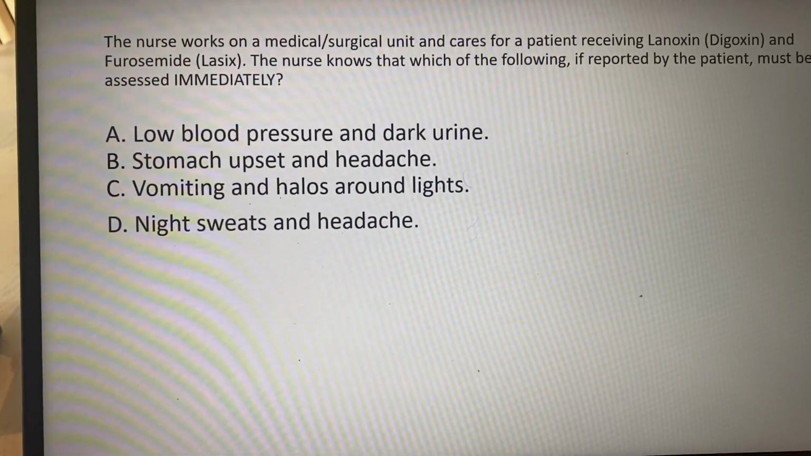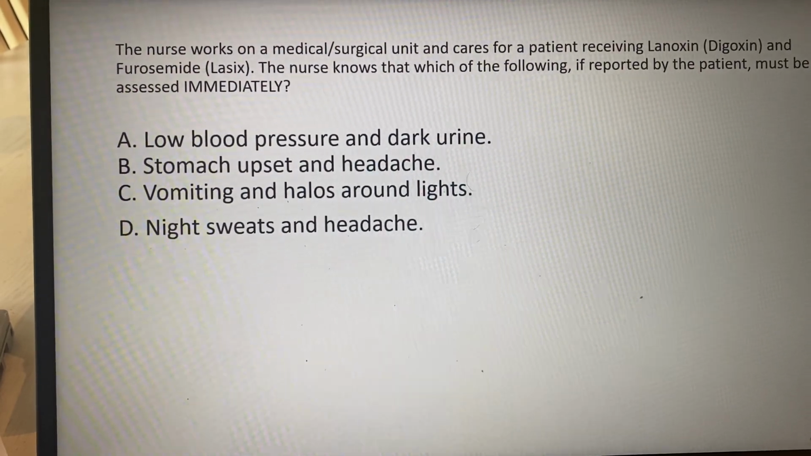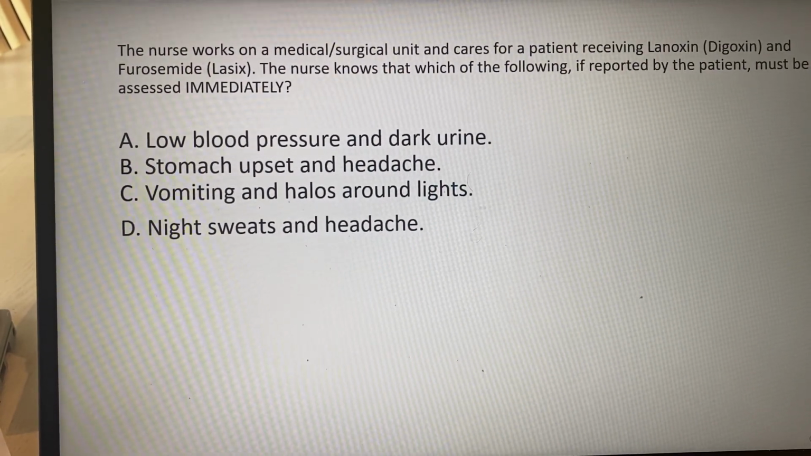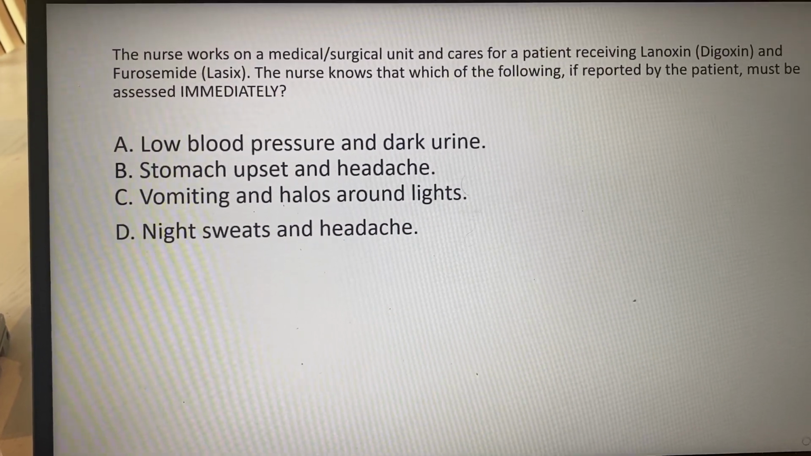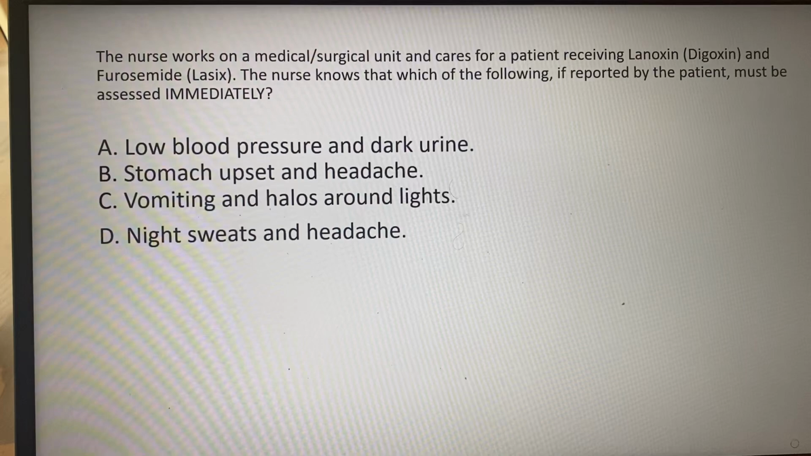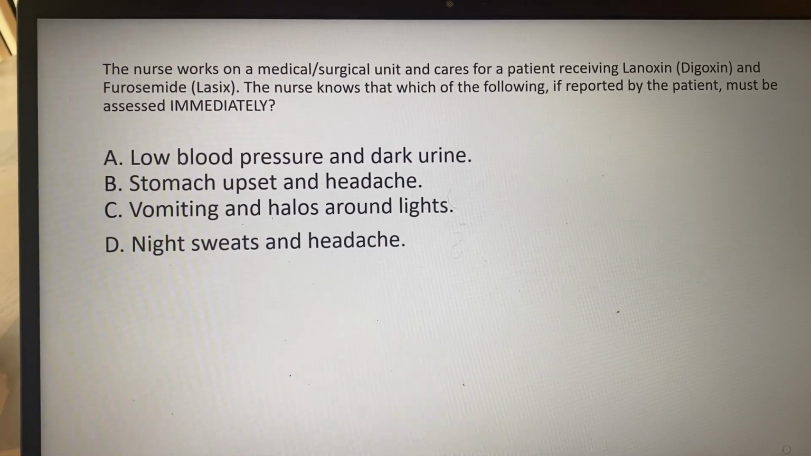immediately. As always, I recommend you get a sheet of paper. You not only write down your answer, but you also write your rationale, because when you look at the rationale, you want to see if your rationale aligns with the answer. That's how you become thinking like a nurse, if you will.